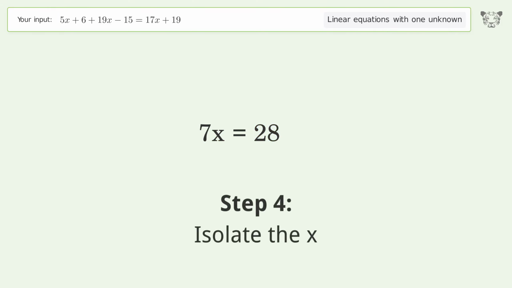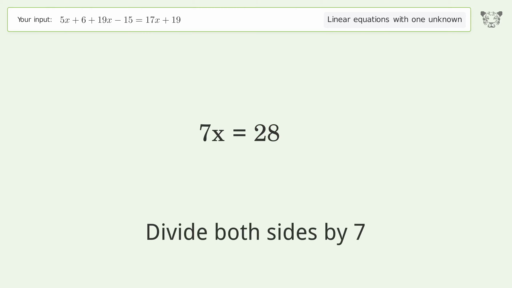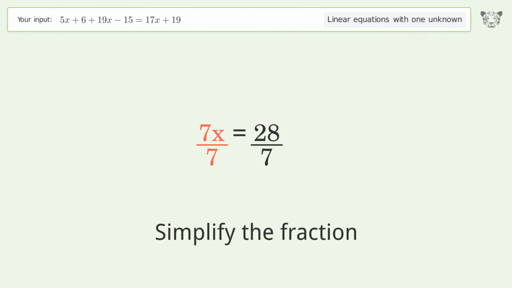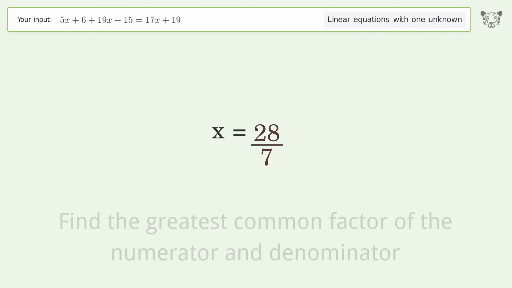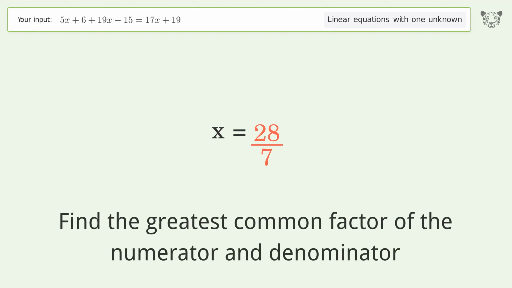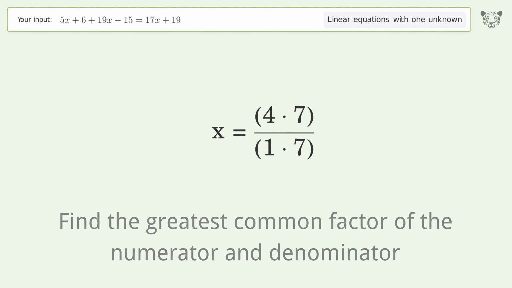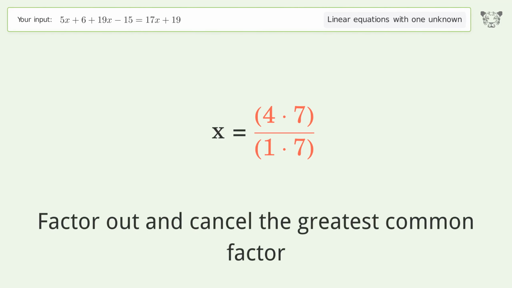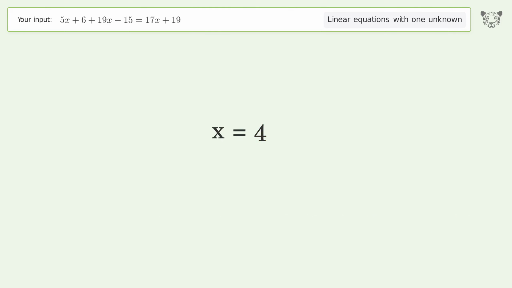Isolate the x. Divide both sides by 7. Simplify the fraction. Find the greatest common factor of the numerator and denominator. Factor out and cancel the greatest common factor. And so the final result is x equals 4.